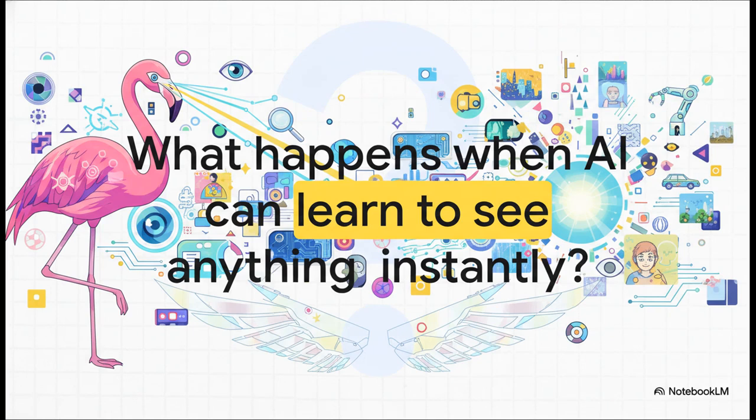And that leaves us with this big, kind of wild question to think about. We've seen what happens when AI masters language. But what happens to our world when an AI can learn to see and understand pretty much any visual task we throw at it in a flash? The possibilities are really just starting to come into focus.